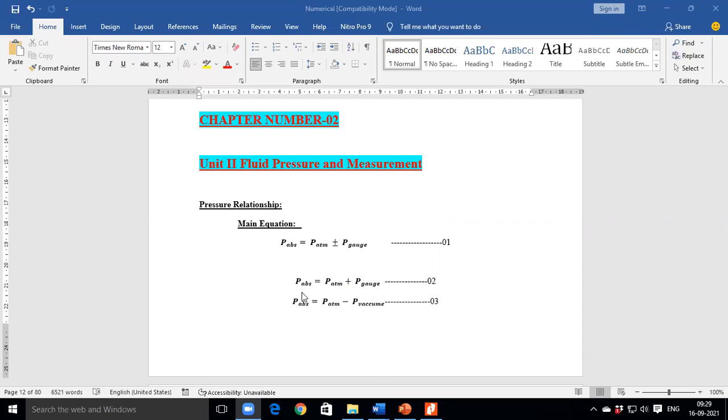Initially, the pressure gauge shows the atmospheric pressure, and as we fill air in the tire, the pressure increases from the atmospheric pressure. That increase is called gauge pressure. So the pressure in the tire is an absolute pressure. It means atmospheric pressure plus gauge pressure.